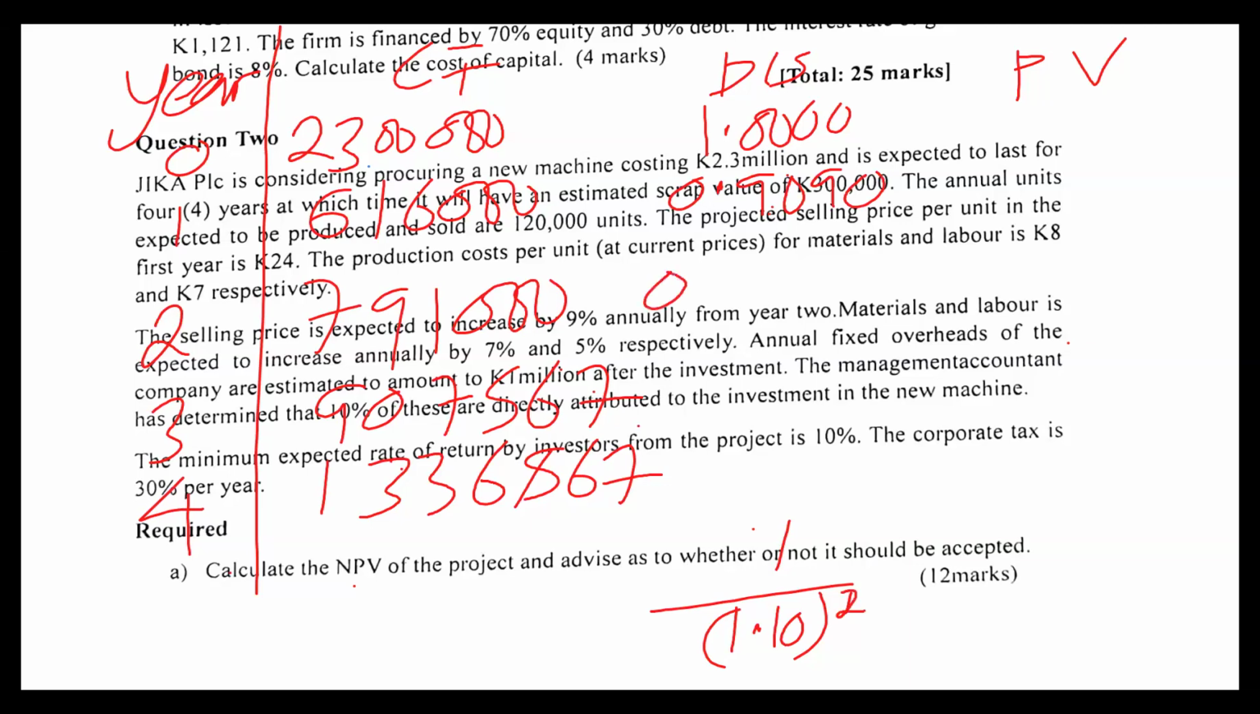That gives 0.8264. The third year, 0.7513. The last one, the fourth year, 0.6830.